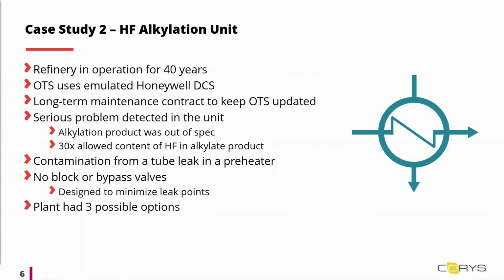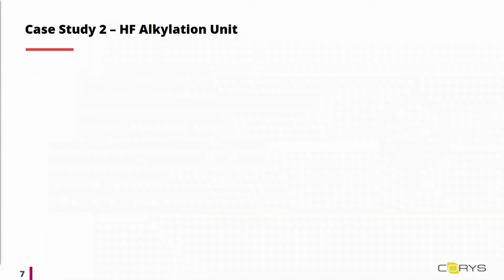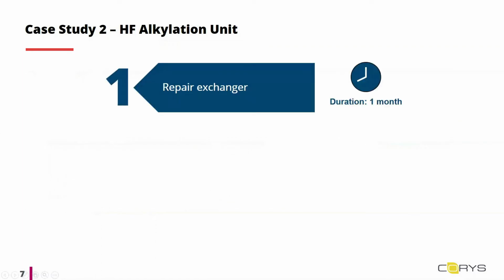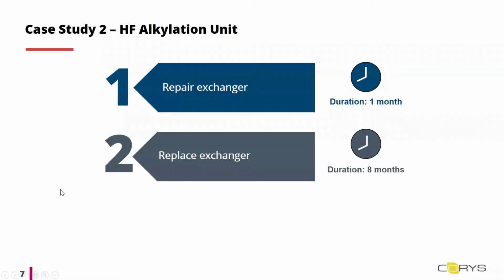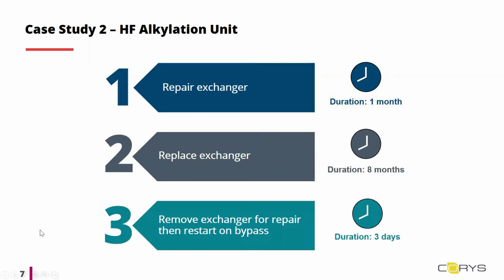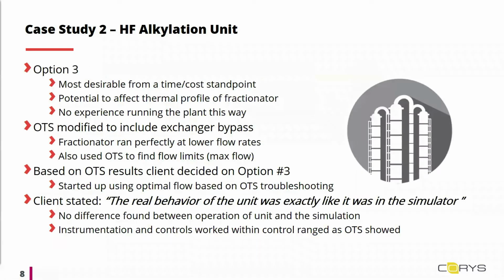So the plant had three possible options. The first option was to blind off the piping and repair the exchanger. It would be down for 1 month. The second option would be to replace the exchanger, which would take about 8 months. And then their third option was to remove the exchanger for repair and restart on a bypass, which they estimated would take 3 days. Option 3 was, of course, most desirable from a time cost standpoint.